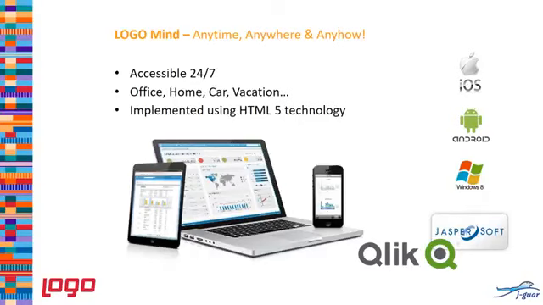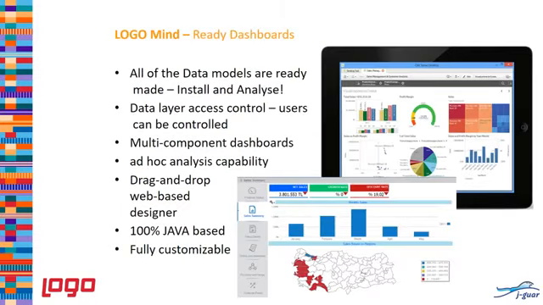With the technology that is available, the HTML5 technology, it can be accessed through a mobile device, any web browser, applet or application itself. We are powering our BI tools on Qlik as well as Jaspersoft, and we have two options, which are QlikSense and Jaspersoft, which we call LogoMind Informer and LogoMind Insight. So all the data models are already done and ready for you because you're using the ERP. All you need to do is install, start and analyze.